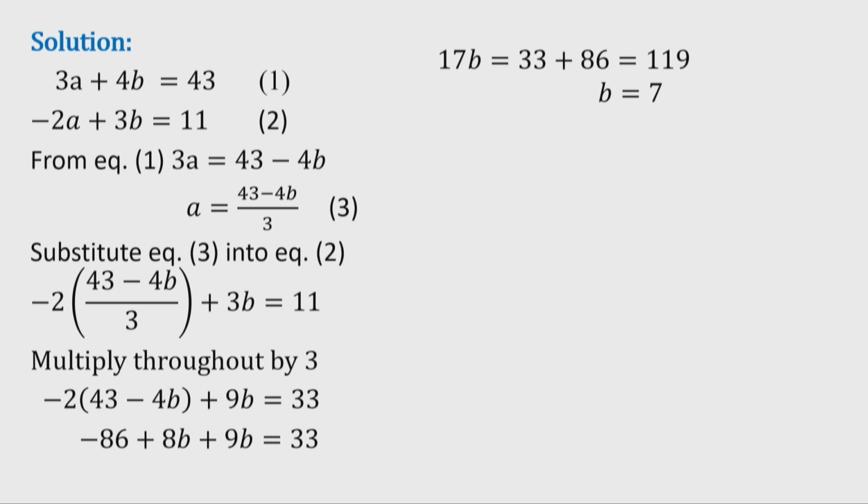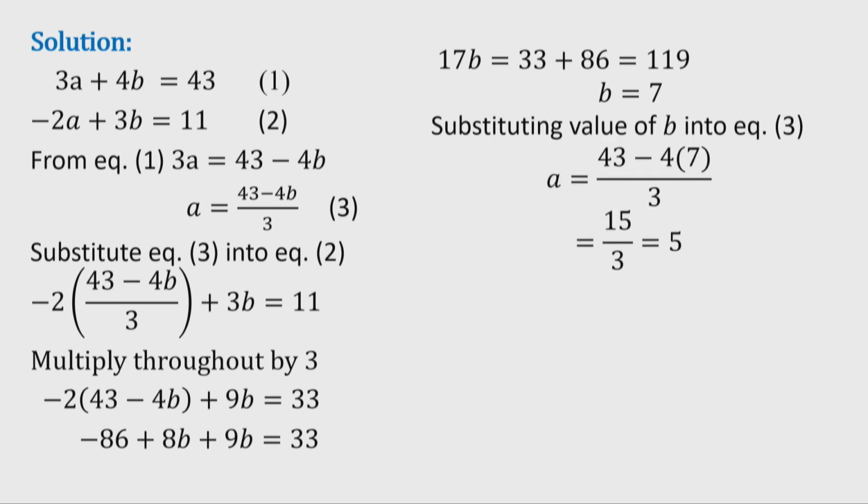Once I get the value for b, now I need to find the value for a. So I will substitute the value of b into equation 3. a equal to (43 minus 4 times 7) over 3, which will give me (43 minus 28), that is 15, over 3, which is equal to 5. So a is equal to 5 and b is equal to 7.